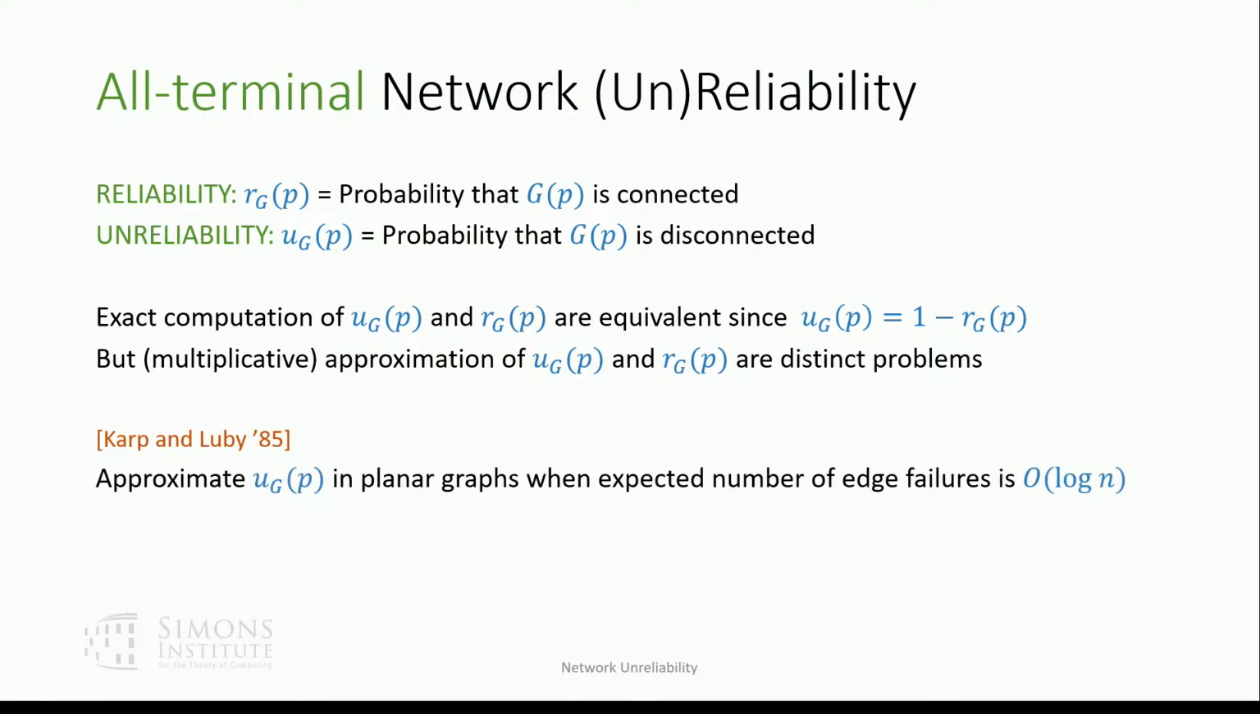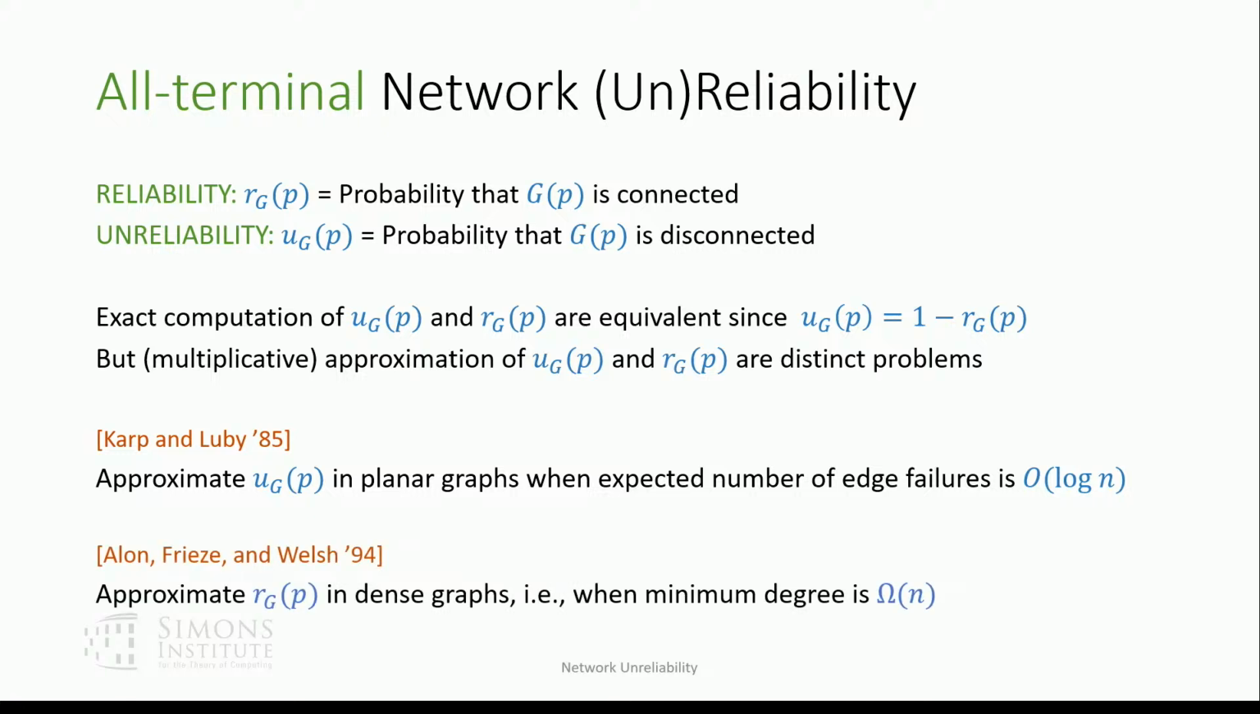So at this point, the next phase of research in this area focused on special cases of these problems. Karp and Luby in 1985 gave an algorithm that approximates the unreliability parameter, but only applies to planar graphs and in a model where the expected number of edges that fail is not very large. It's like order log n. So it's a very specific result about a particular class of graphs.